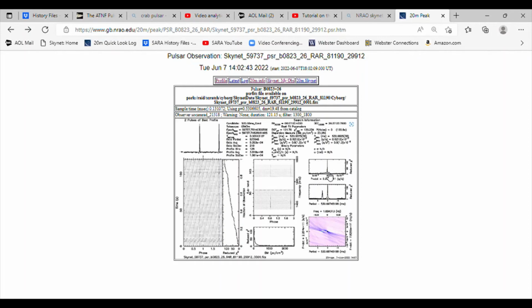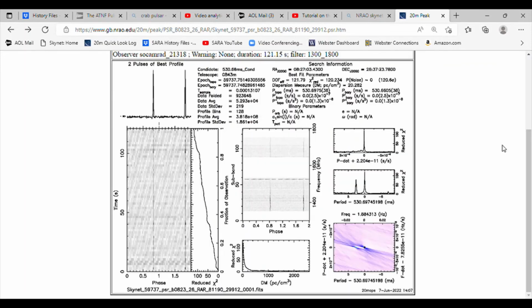P dot is a nice sharp point here. Interesting that the period has two peaks here. Zooming in so we can see the data, we see that the period is 530.697 milliseconds. And if you plot that period against the P dot, you get a nice sharp point here. Dispersion measure, you can't really read it down here, so you go up to the top and it reads 20.282.